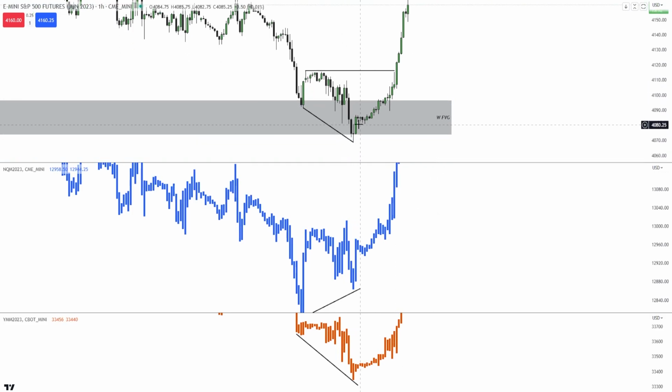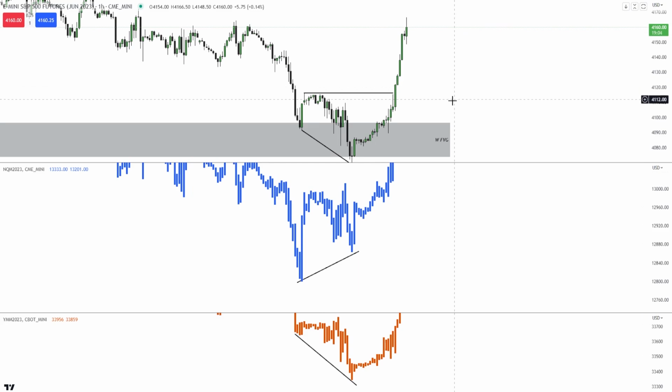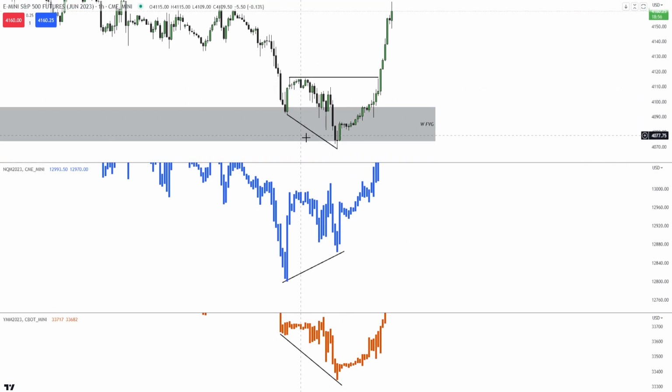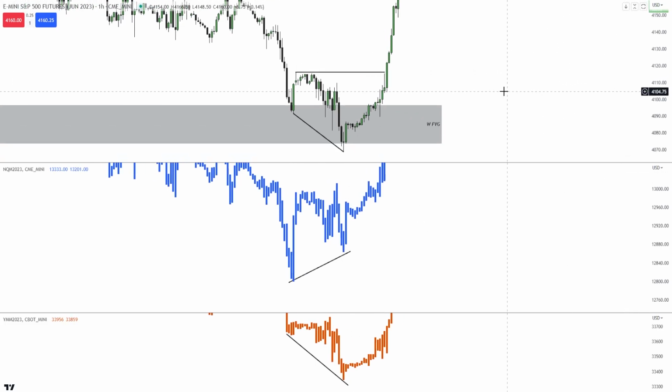Just blindly buying this because you see a crack in correlation without the market structure shift means nothing, right? This is gambling if you're buying it here. You want to wait till you see this market structure shift. Now there are ways to do this and buy this, but we'll go over that in a later video. Right now we're just focusing on SMT, right?